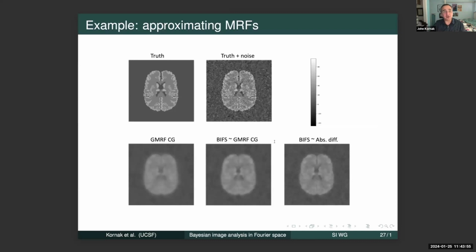Just as an illustration, here's another toy example with the truth of a brain plus noise. And this is a Gaussian Markov random field prior reconstruction using a conjugate gradients algorithm. So this is conventional reconstruction. This is the approximation using BIFS, Bayesian image analysis in Fourier space. It's virtually identical. And we can, like I say, easily try other priors. So here, instead of Gaussian, I'm using Laplacian for the neighborhood structure. And hopefully you can see that the edges are a little more enhanced than they are over here. But we could make them more enhanced by changing parameter values too.